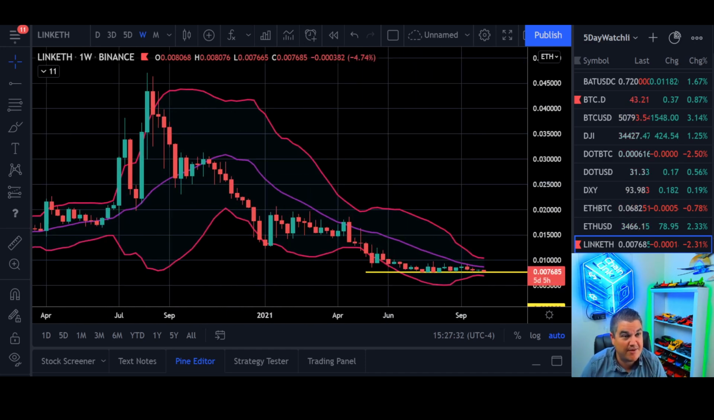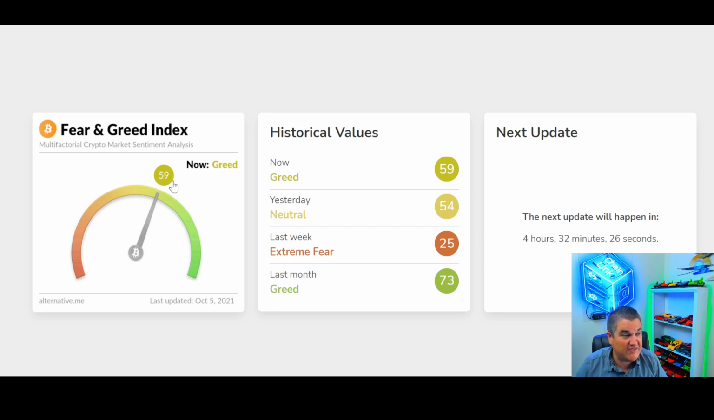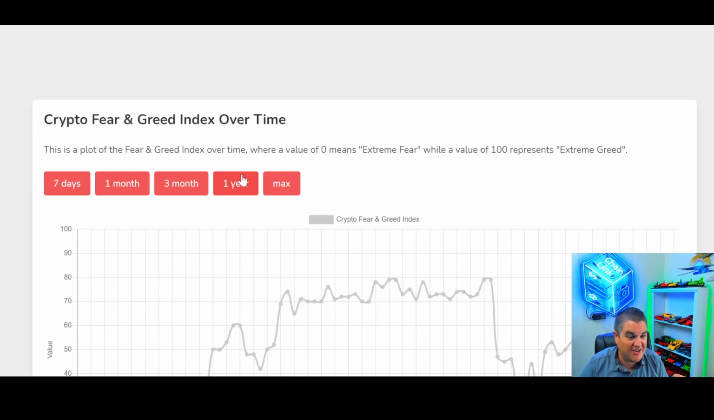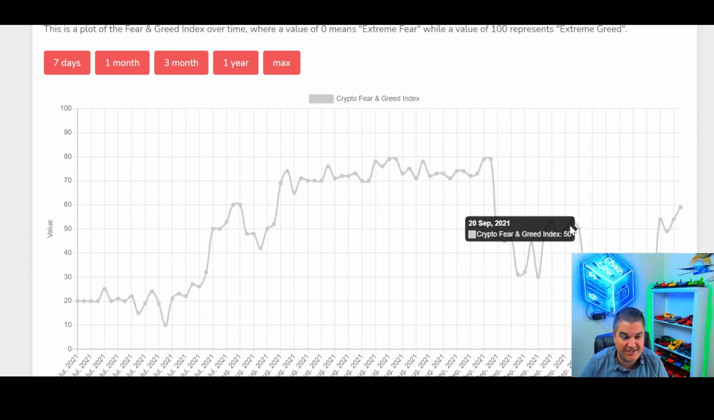So that is that. How about the Crypto Fear and Greed Index? We're at 59 now. We're already back in greed. We were in extreme fear not that long ago. Last week, look at this. Now we're already back in greed. It's amazing how fast things can change.